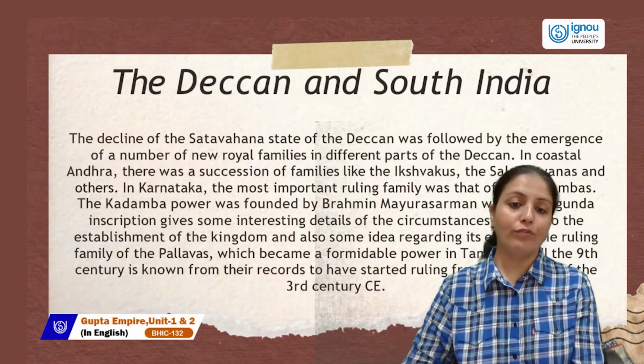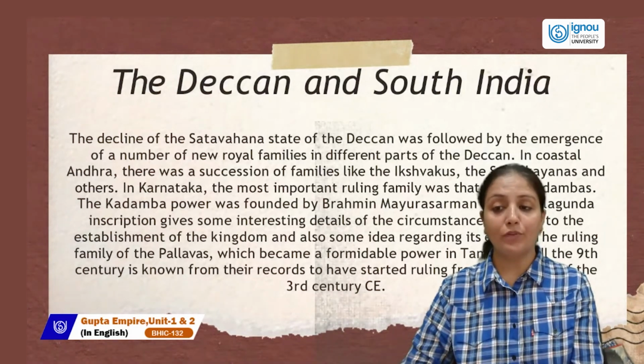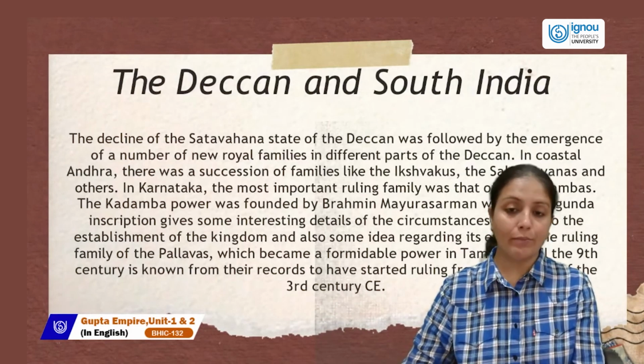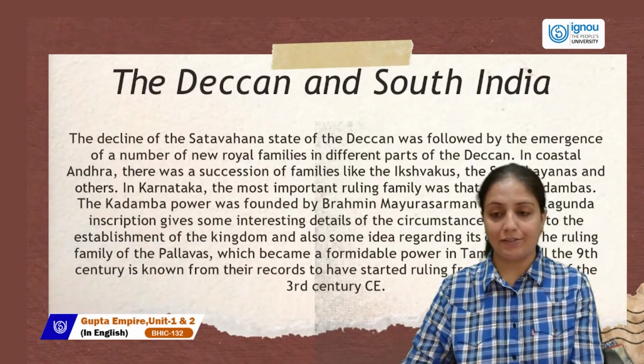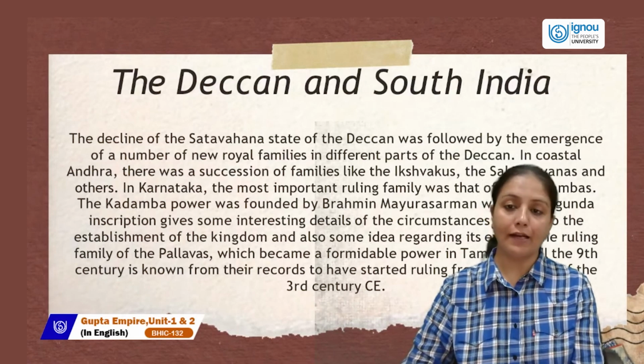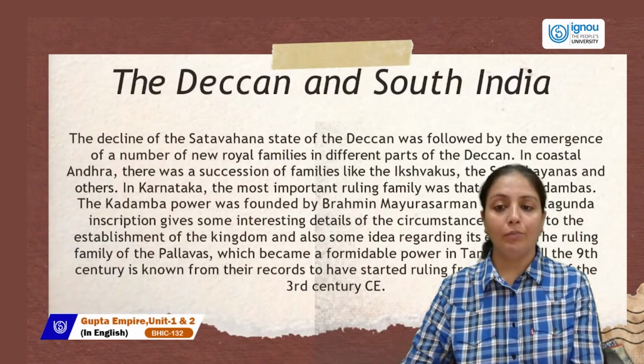The Kadamba power was founded by the Brahmin Mayurasharma, whose Talagunda inscription gives some interesting details of the circumstances leading to the establishment of the kingdom, and also some idea regarding its extent. Yes, some important royal families were the Ikshvakus, Salankayanas, and in Karnataka, the Kadambas. The Kadamba dynasty was founded by the Brahmin Mayurasharma.